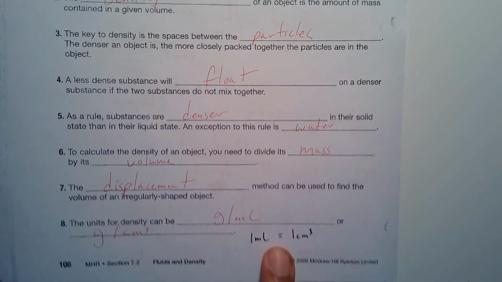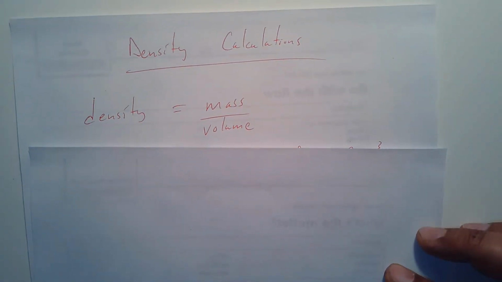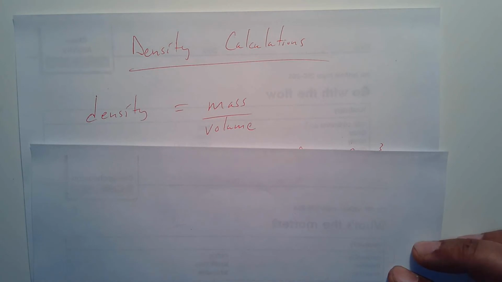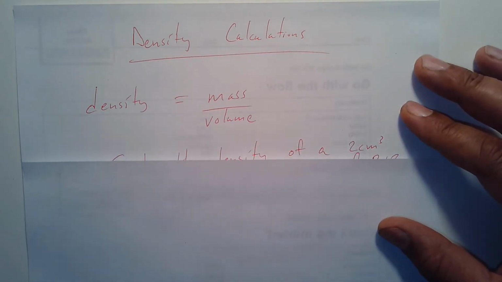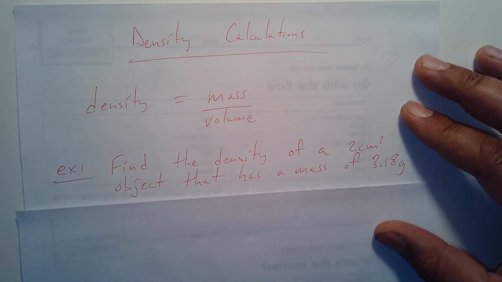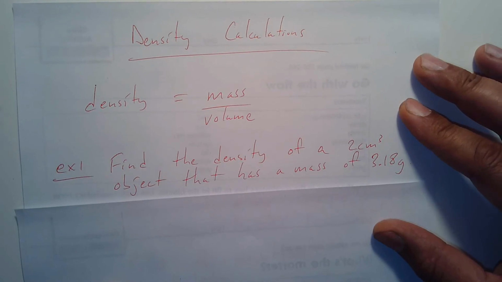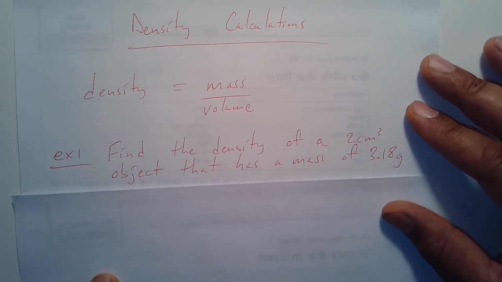Okay, so I'd like you to add to your notes. We'll look at some density calculations here. So there's your formula, mass divided by volume. So let's go into some examples and I'll show you how to do the calculation. Here's a basic one. You've got a 2 centimeter cubed. So that's cubic centimeters.